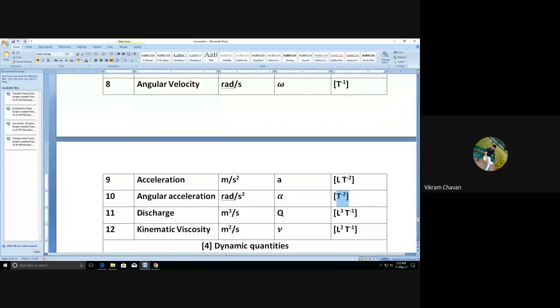Then discharge, flow discharge, we know that. It is expressed as volume per time. Volume unit is meter cube, and time unit is second. So meter cube per second is the unit of discharge. Its symbol is capital Q, and we can write the dimension of this discharge as L raised to 3, t raised to minus 1.